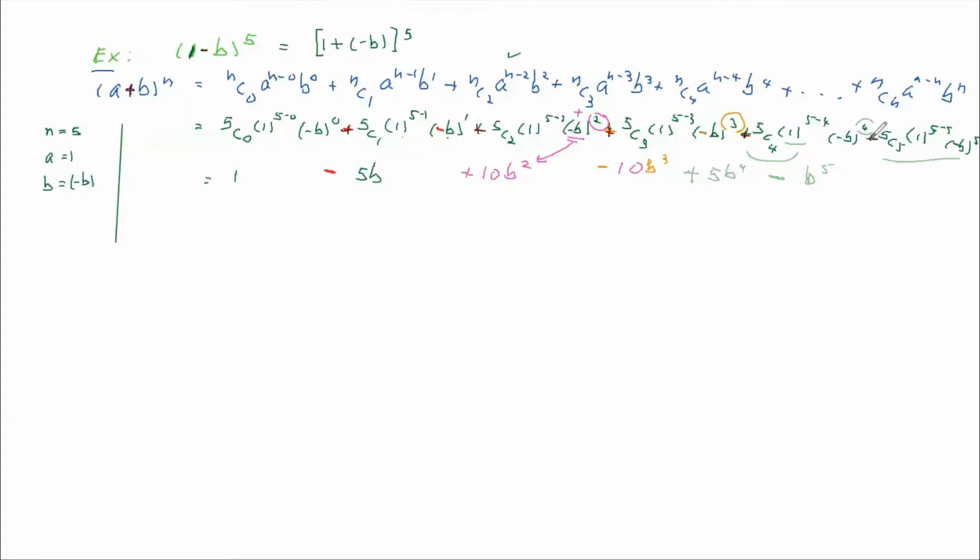Another plus sign here. So you count, there should be 6 terms: 1, 2, 3, 4, 5, 6 terms. Okay, because it's a power 5.